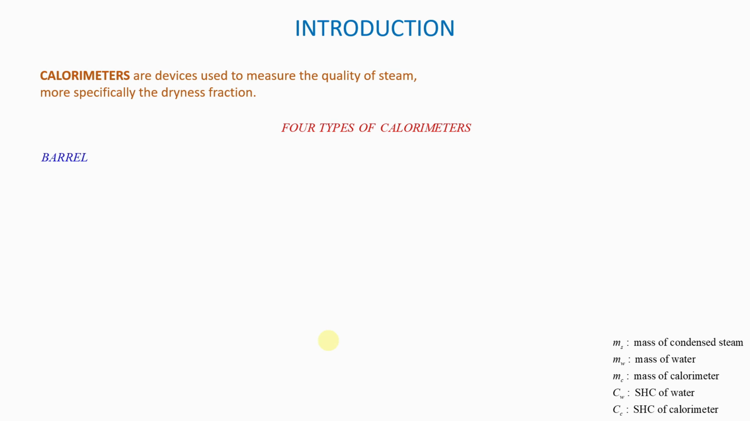The first one is what we refer to as the barrel calorimeter. This calorimeter uses the fact that the heat that is lost from the steam is gained by the water and the calorimeter. When we put that equality into place, we can then solve for the dryness fraction as follows.